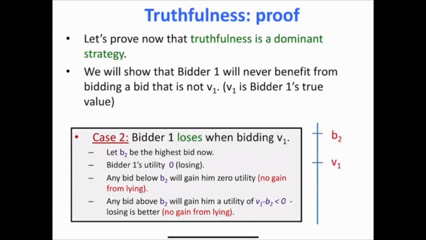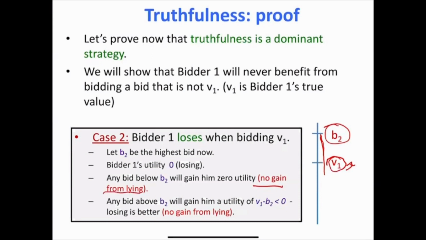But let's look at the case where your intrinsic value is here, because this intrinsic value is something that you can consider as a random variable, right? And B2 is also a random variable. In the case that the second price is higher than your intrinsic value, let's see what happens. Do you want to deviate from it? So B2 is the highest bid now. Okay, so B1's utility is 0, because in this case if you tell the truth, you're going to lose, and therefore your utility is 0. But suppose you want to deviate from it. Anything you deviate to from here up to B2 won't change anything, because in that case you're not going to win. Therefore, your utility becomes 0, the same as before. There's no gain from lying.